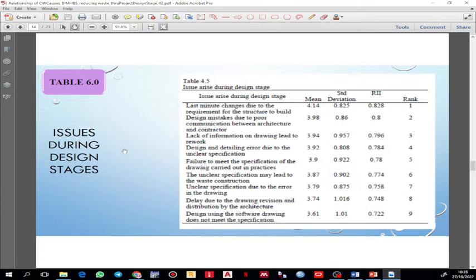And then issues during the design stage. The highest rank is last-minute change due to the requirement for the structure to build. Second rank, design mistake due to poor communication between architect and contractor. And then the third rank, lack of information on drawings leading to rework.